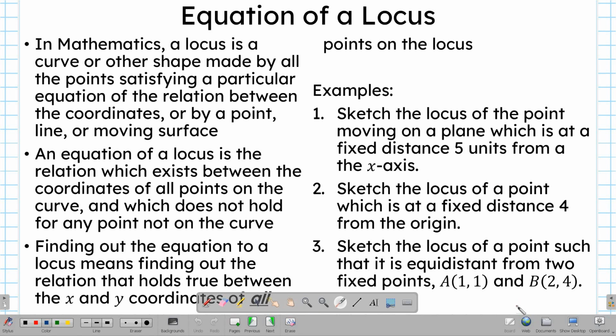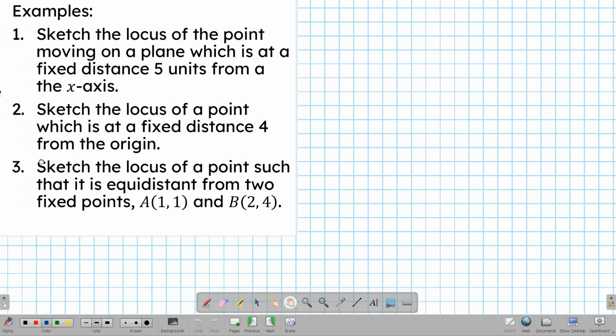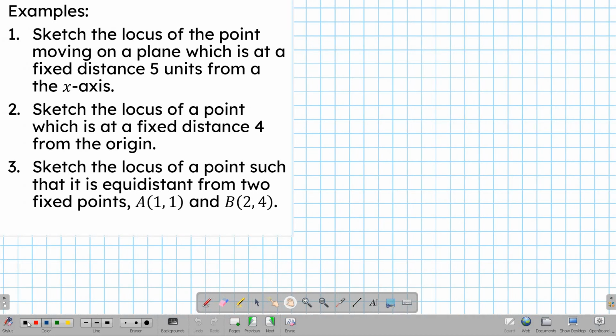So for example, let's try to sketch what we mean when we say locus. First, we're asked to sketch the locus of a point moving on a plane which is at a fixed distance of 5 units from the x-axis. So, let's draw the x and y coordinates. There is a point with a fixed distance of 5 units from the x-axis.